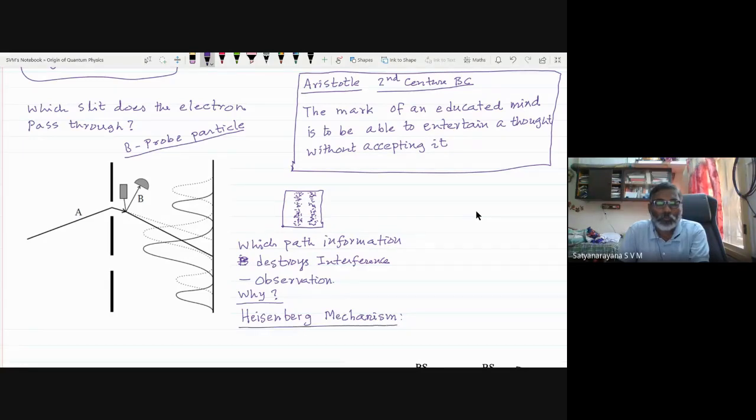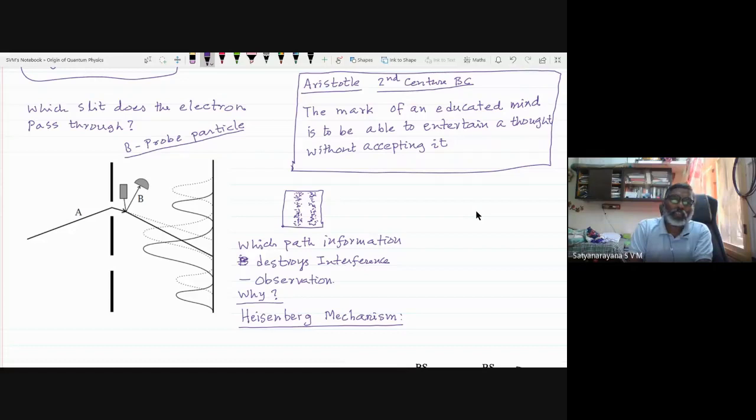Heisenberg mechanism. Now, what is Heisenberg mechanism? If you understand a little bit about collisions, let us say a probe particle is colliding with this particle A, it is scattering. Now, in all scattering, the direction in which the scattering takes place is uncontrollable.